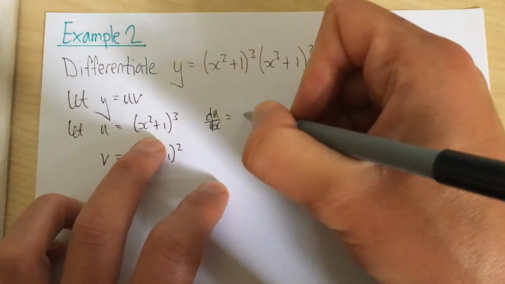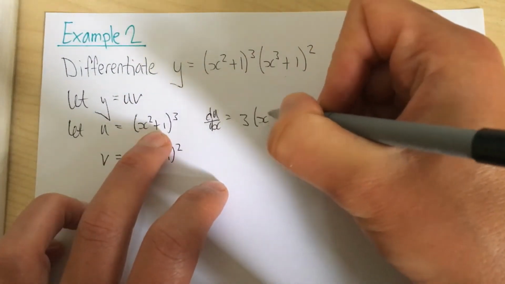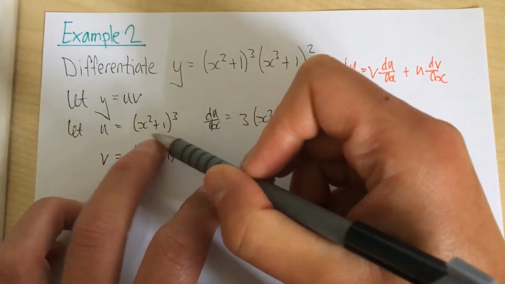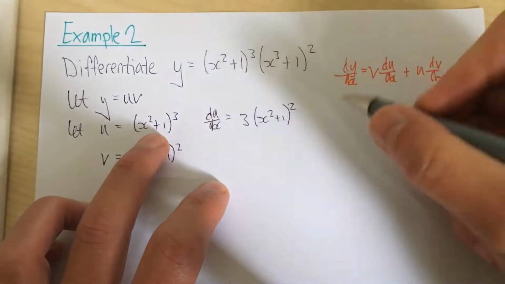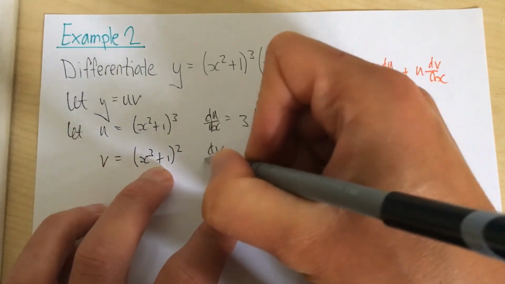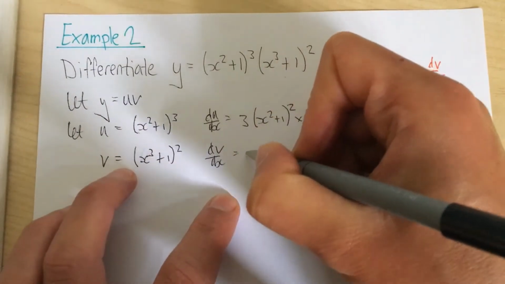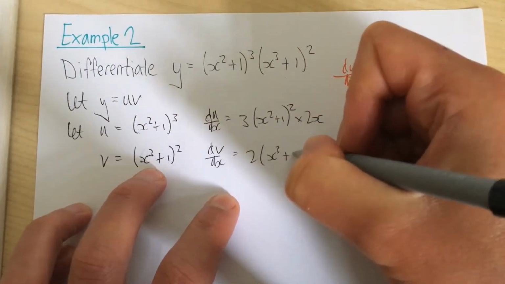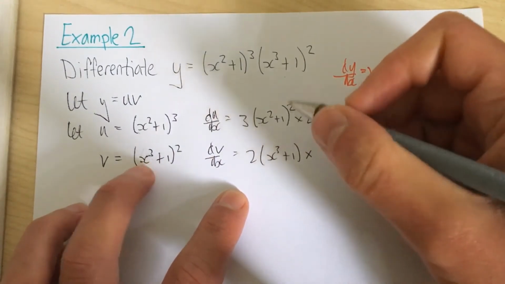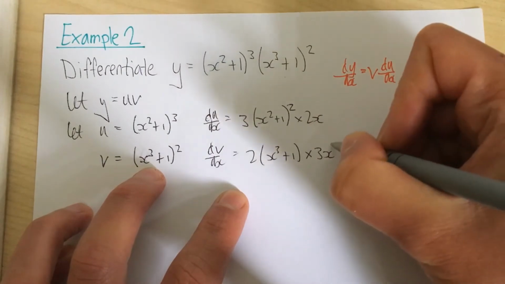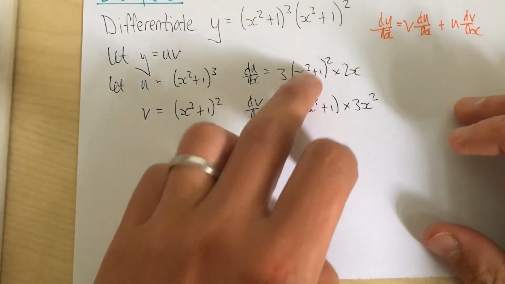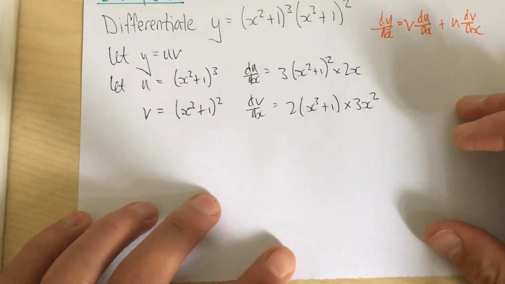So we bring the power down, 3, keep the brackets, x squared plus 1, take 1 off the power, and then I need to multiply it by the derivative of what's inside the brackets. So I need to multiply this by 2x. In this one, dv by dx, I'm going to take the power down, write in what's in the brackets, take 1 off the power, and then multiply it by the derivative of what's in the brackets. That's 3x squared. We need to become proficient at using the chain rule to make this process much quicker.